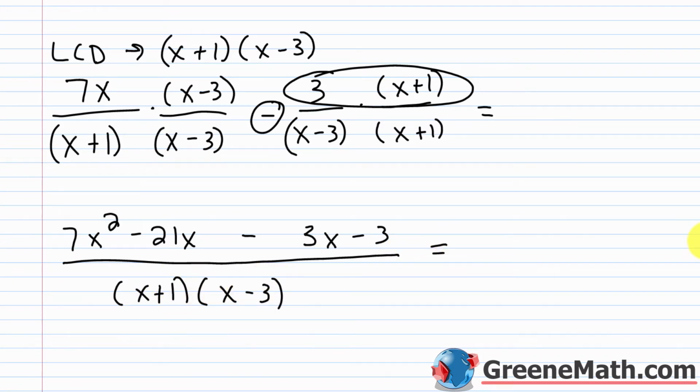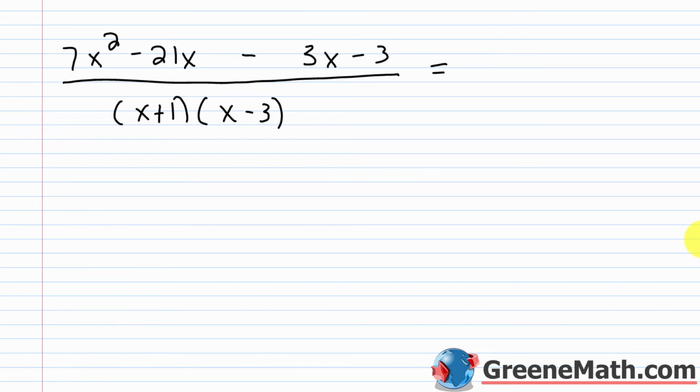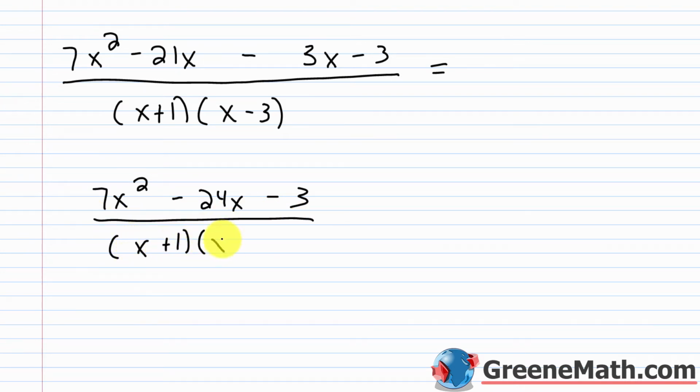And now we just want to combine like terms. So 7x squared, nothing I can do with that. Negative 21x minus 3x is minus 24x. And then minus 3. And this is over the quantity, again, x plus 1 times x minus 3. Now, here comes part of the problem. Sometimes you're going to get something like this, and it's going to be extremely tedious, right? So I've gone through all that work, and now I've got to factor this to see if I'll have a common factor with the denominator to simplify.